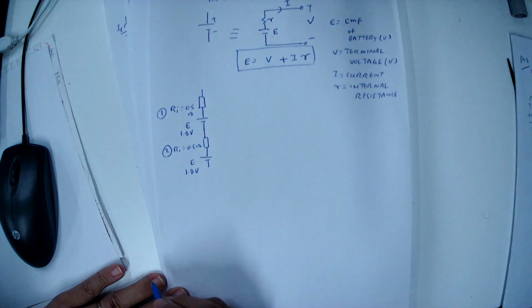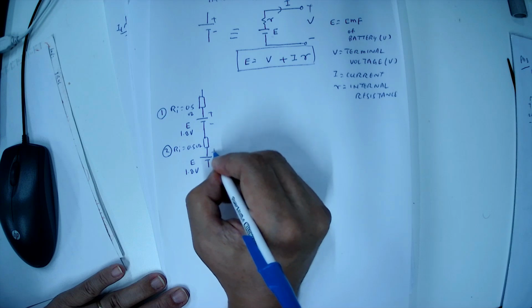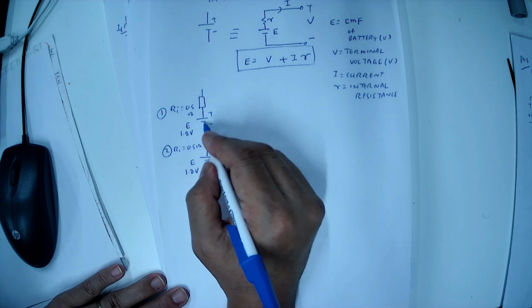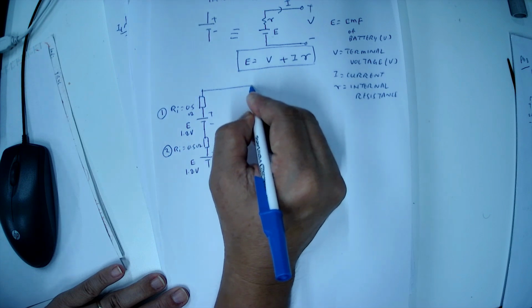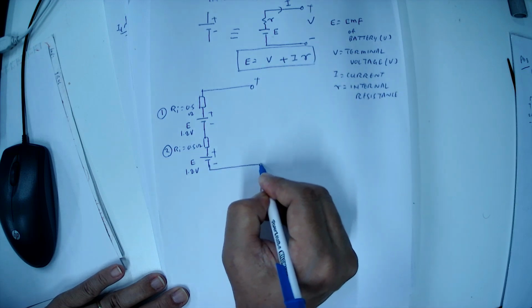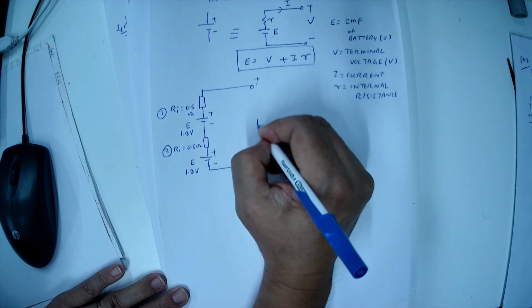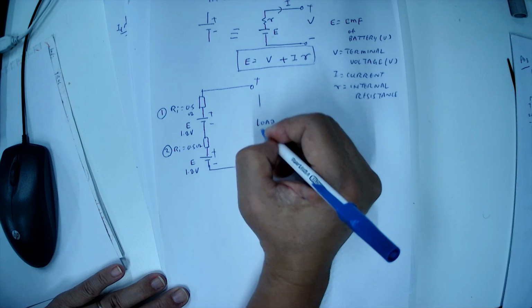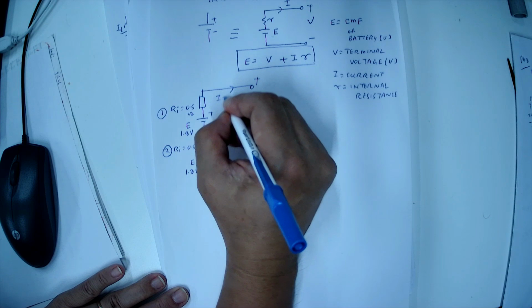These two batteries are connected in series. Series is the negative connected to the positive. They are connected in series and connected to supply the load, so the current I is 150 milliampere.